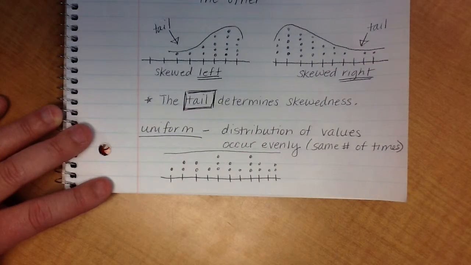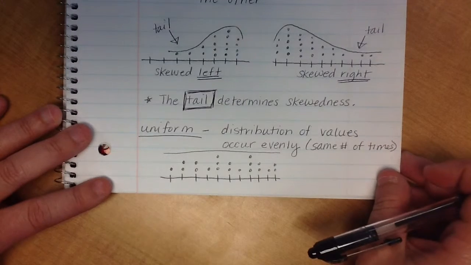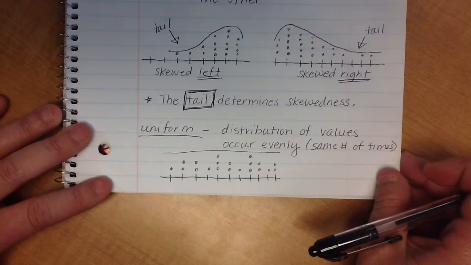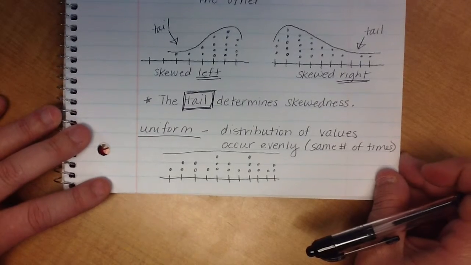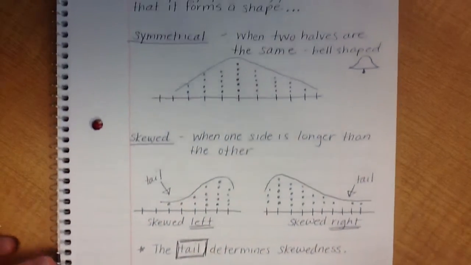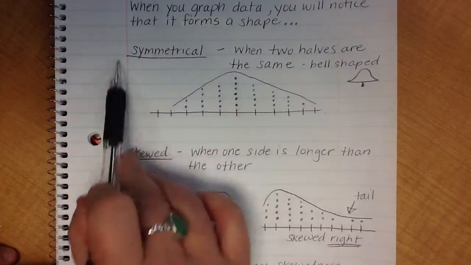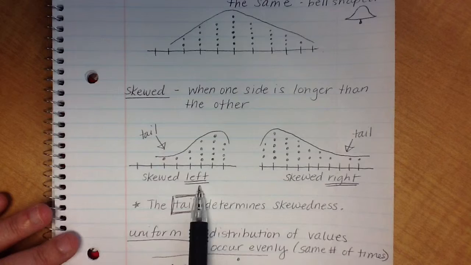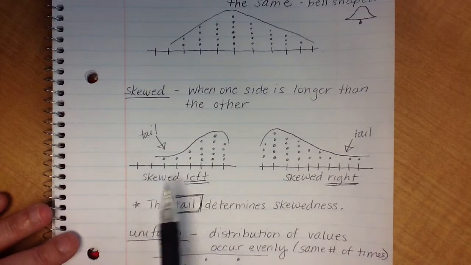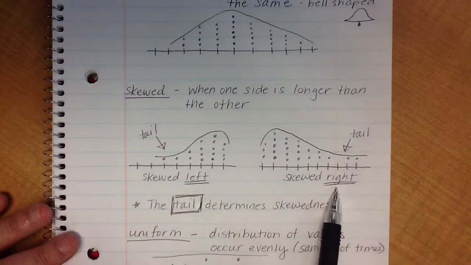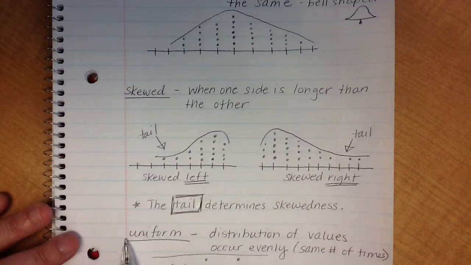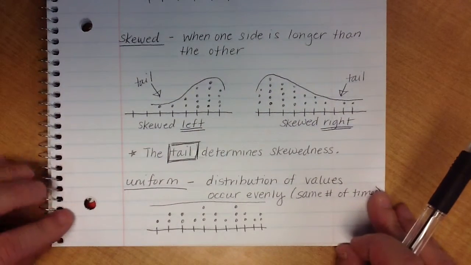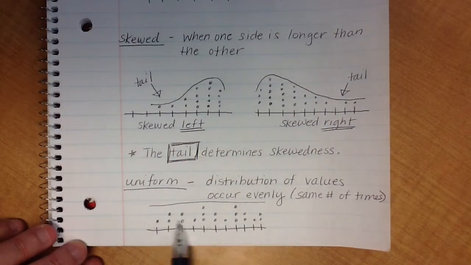So just to review, we use the graph data and we notice that it forms a shape. That shape could be symmetrical. It could be skewed, either to the left, where the tail is, or to the right. Or it could be a more uniform distribution and spread very evenly across the values.